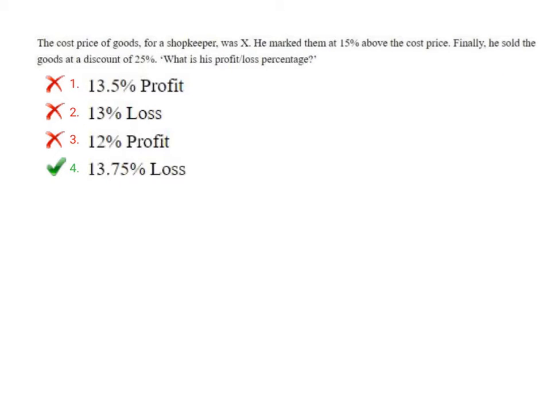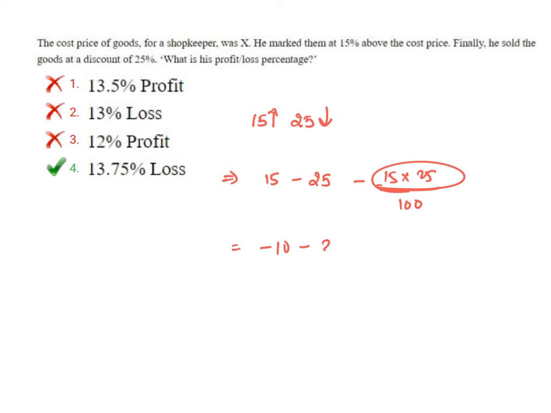Next, the cost price of goods for a shopkeeper was X. He marked them 15% above the cost price. Finally, he sold goods at 25% discount. First, he is increasing it by 15%, then he is decreasing it by 25%. So I can say plus 15 minus 25 minus 15 into 25 by 100. So this is minus 10. 15 into 25, 375. So 375 by 100 is 3.75. Overall decrease is 13.75 loss. It's minus, therefore it is loss. If it is plus, we would have said it is profit.